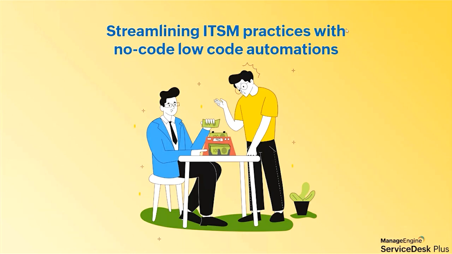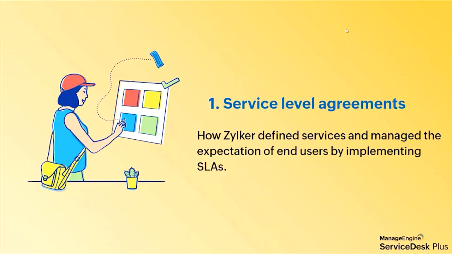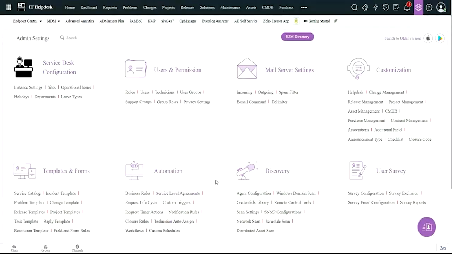Okay, let's start off with the first automation, service level agreements. So we'll see how Zilker defined the services and managed the expectation of end users by implementing SLAs, that is, service level agreements. So let me get into my application. Under admin, we have a dedicated section for automation. So first, we'll see what is SLA.